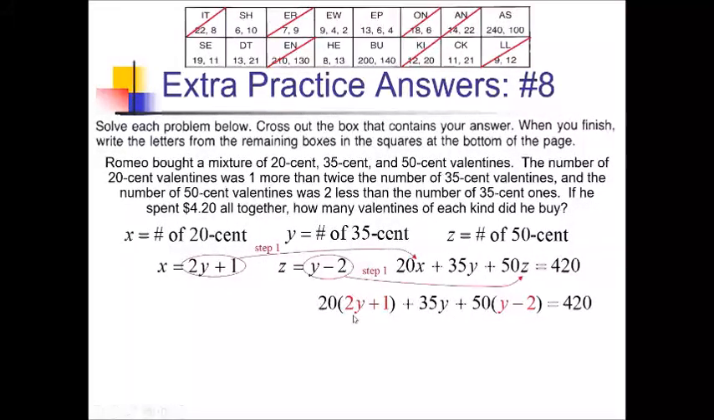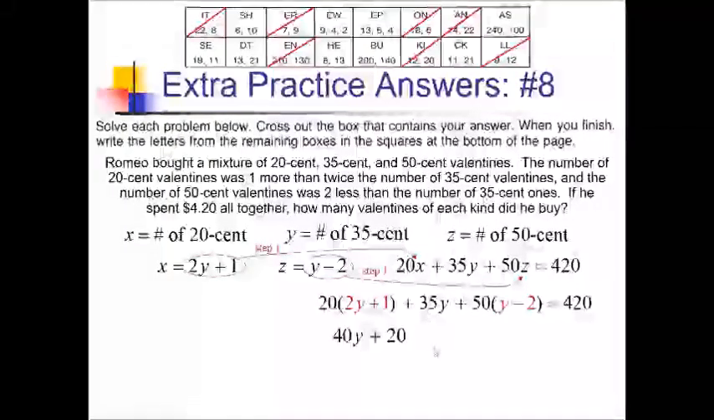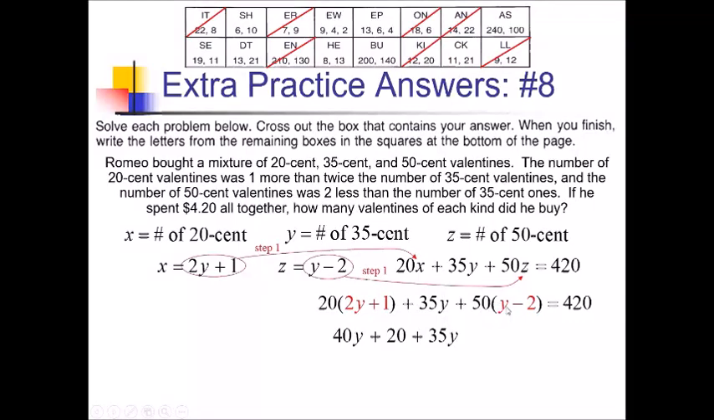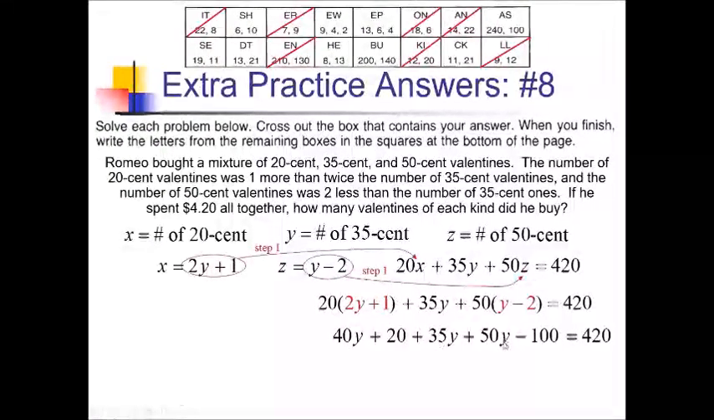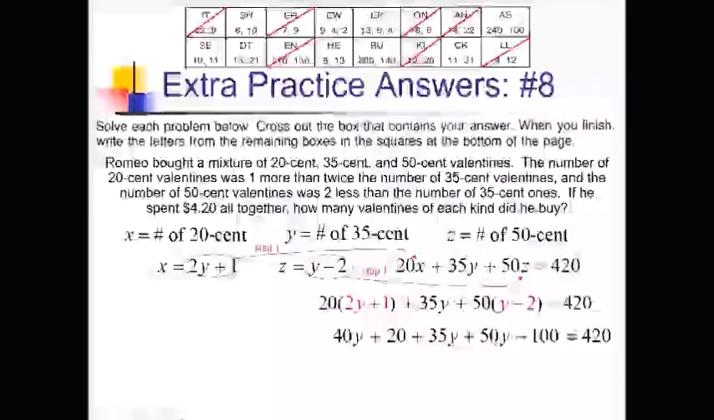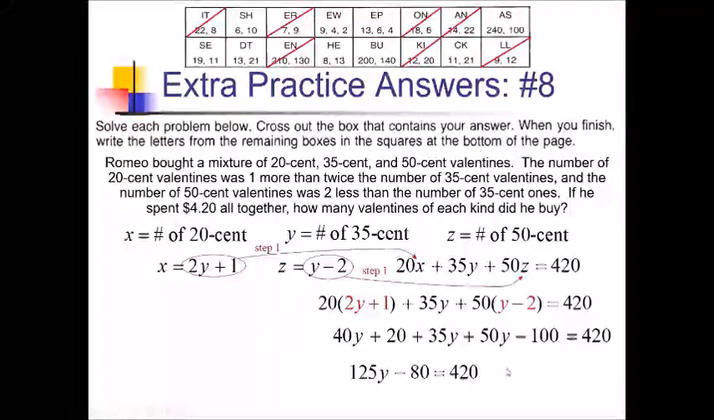We have 20 times 2y, that's 40y. 20 times 1 is 20. 35y, still there. 50 times y is 50y, and 50 times negative 2, that's negative 100, and again, still have the 420. All right, combining like terms. On the left side, we have 40, 35, and 50y. That adds up to a total of, I believe, 125y. We also have 20 plus negative 100, which is negative 80, and again, still have 420. Adding 80 to the other side, we've got just 500 over there.